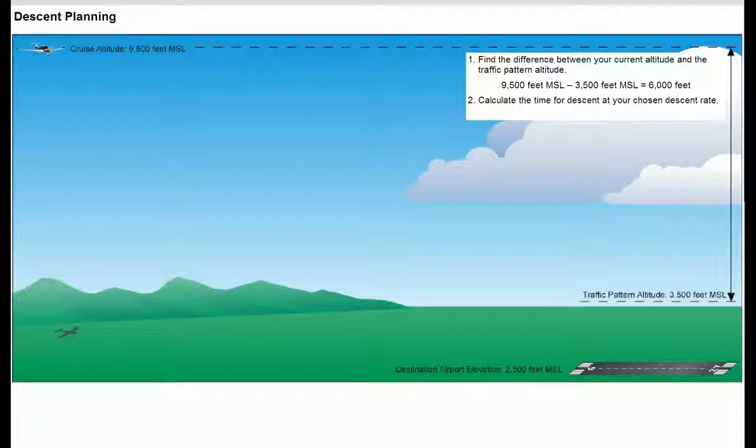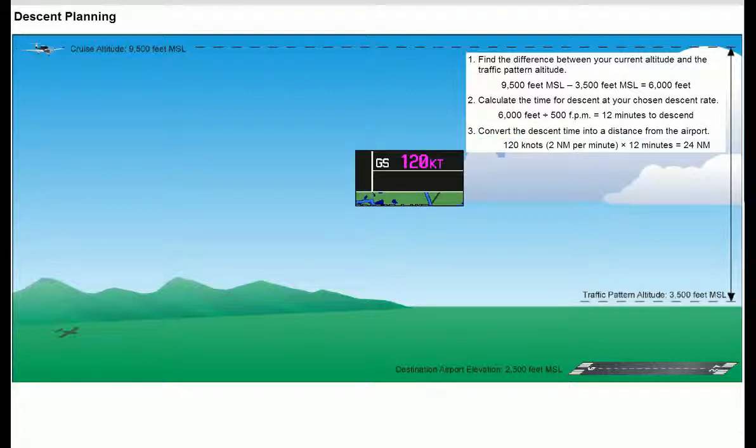Next, calculate the time for descent at your chosen descent rate. If you descend at 500 feet per minute, it will take about 12 minutes to descend to pattern altitude. Finally, convert the descent time into a distance from the airport. Your ground speed is 120 knots, which is 2 nautical miles per minute, so you need to start descending at least 24 nautical miles from the airport.